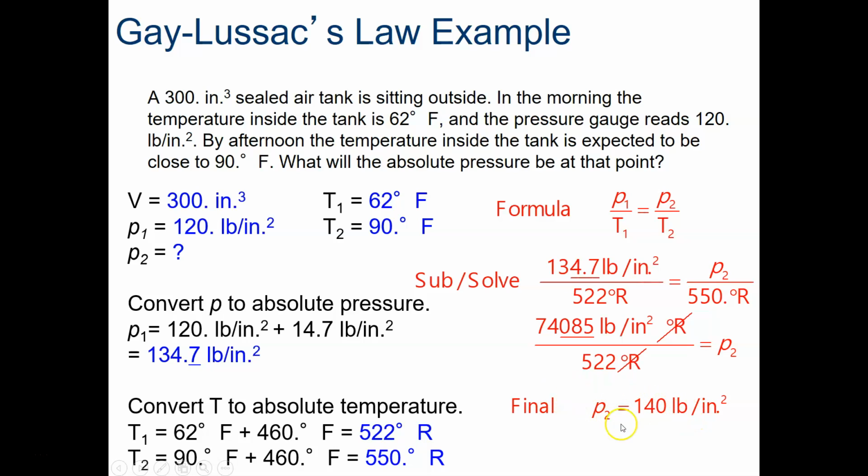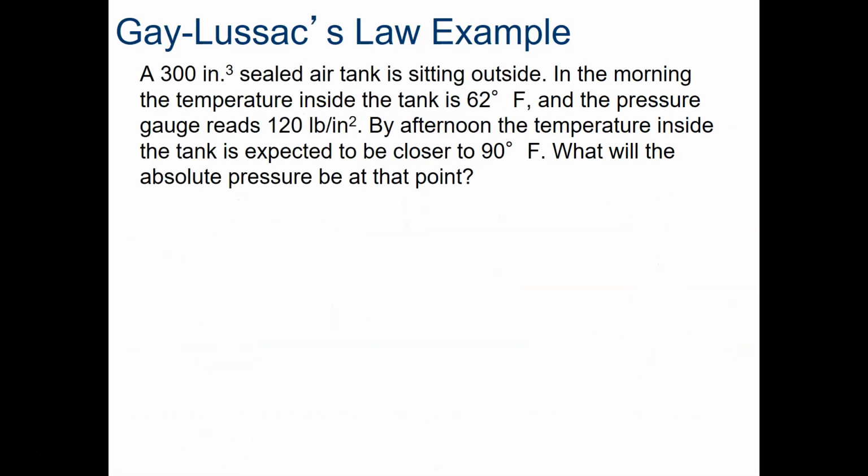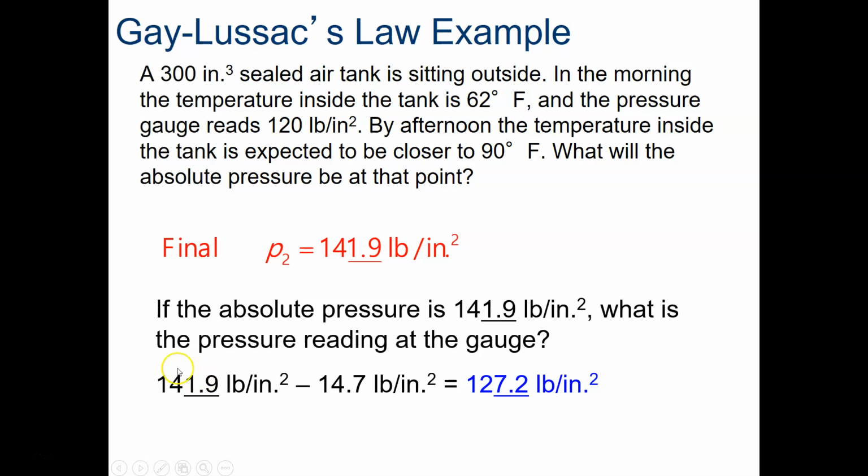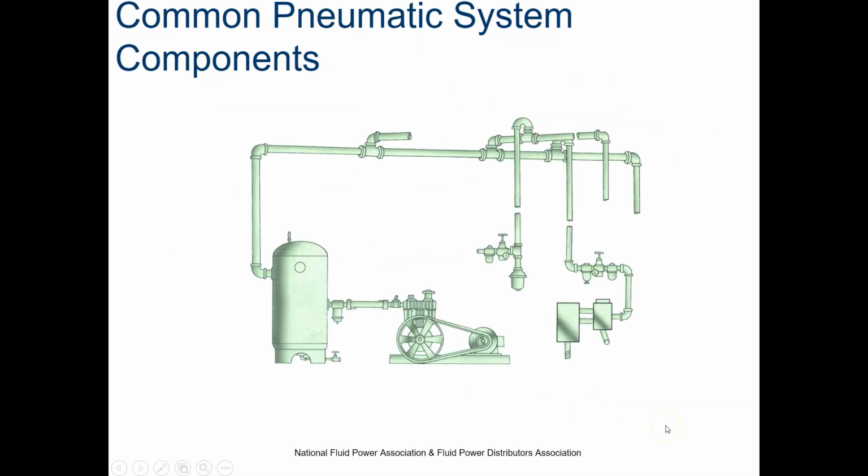Now, quick side note, this is the final absolute pressure, but if the question were what is the final pressure at the gauge, at that point you would want to subtract the atmospheric pressure from that to get the final gauge reading. So the initial gauge reading was 120, but then we had to add in the 14.7. If we now subtract the 14.7 from this, we would have the final gauge reading of that pressure, which is exactly what this says. Here was your final absolute pressure, subtract the atmospheric pressure, and then your final gauge pressure is 127.